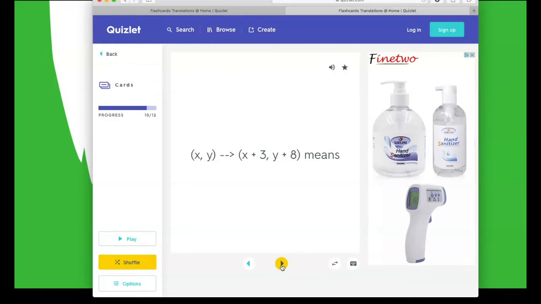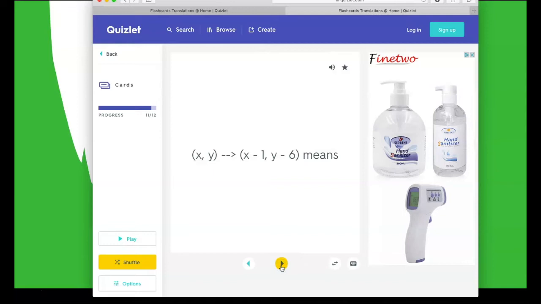What does (x + 3, y + 8) mean? What does that tell you to do? Yes. Move 3 to the right and 8 up. 3 to the right and 8 up.